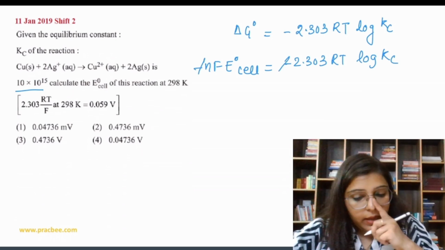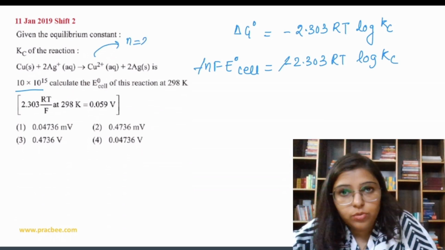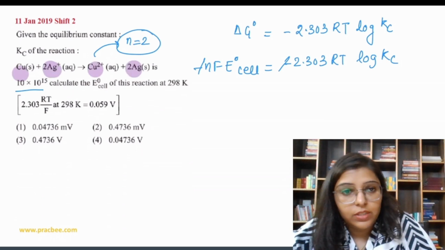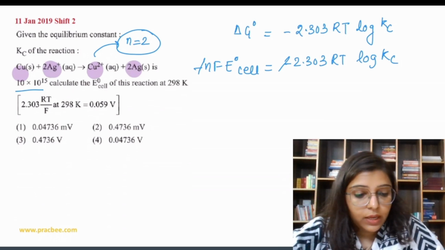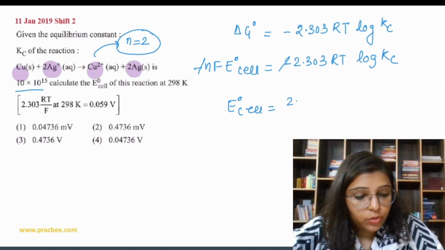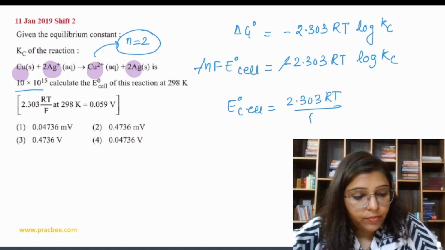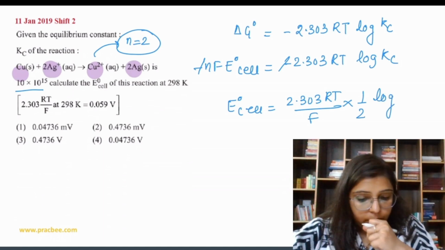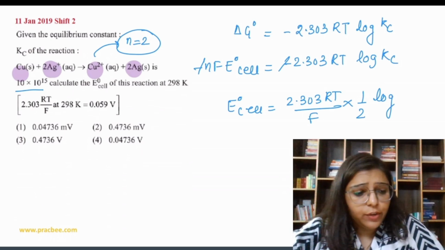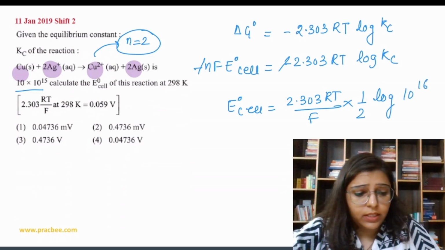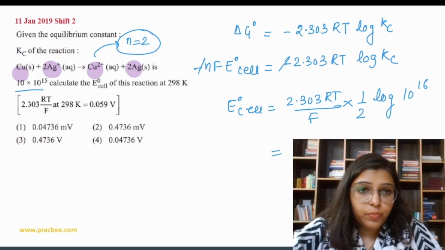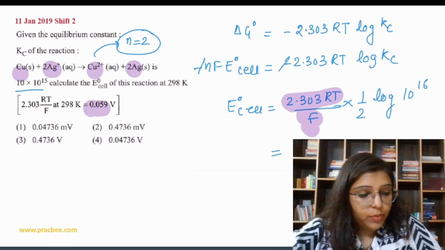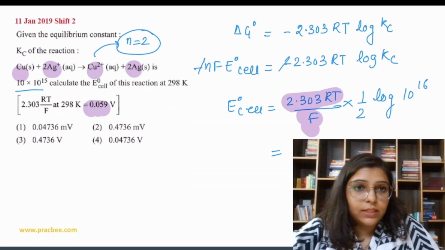Now let's solve. The n value is 2 from the equation: 2Ag+ gives 2Ag, Cu gives Cu2+. So the n value is 2 over here. So E naught cell is equal to 2.303 RT by F into 1 by 2, because n value is 2, and log Kc. So Kc is 10 into 10 to the power 15, which is equal to 10 to the power 16. So in place of 2.303 RT by F, we have to put 0.059 upon 2, and this is going to be 16, right?